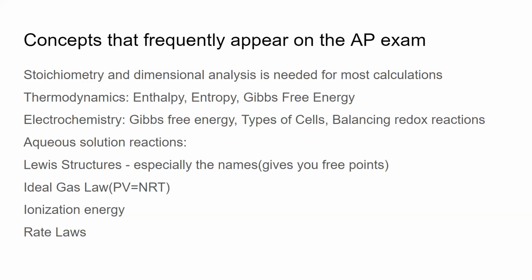For electrochemistry, there's always one on the free response, I think for the past 20 years or so. I'm not sure about further back than that, but for electrochemistry, you can always get some free points as long as you know your vocabulary. They'll talk about the anode and the cathode, and as long as you know which one is which and which way the electrons are flowing, that's always a free point that you can get. Trust me, it's always there.